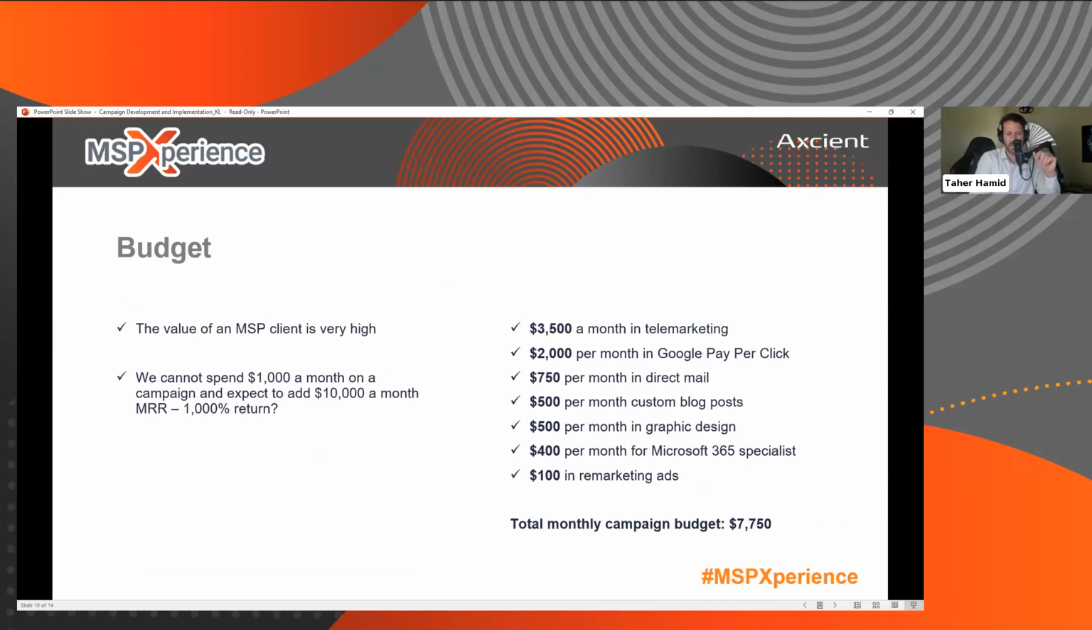Next up is budget. Budget is very important. The value of an MSP client is extremely high. Almost every time I add a new client, I know they're going to be with me for 5+ years, right? And they're going to buy projects because I have a really strong account management team. They're going to buy hardware at 20, 30% gross margin. It is a highly profitable, highly valuable thing to get a client on.